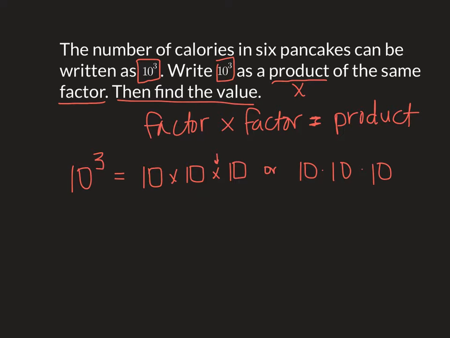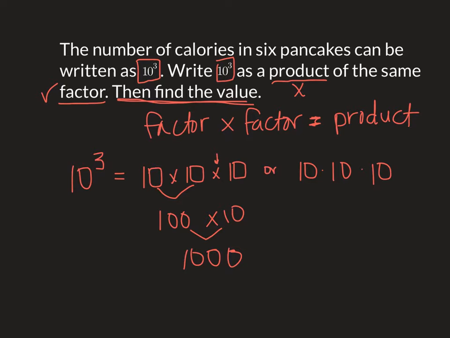Okay, so now I wrote it as a product of the same factor. So I did that part. I can check that off. Now it says I need to find the value. So typically what I would like you to do is say, okay, 10 times 10 is 100, and 100 times 10 is 1,000. But the thing is, there's a trick with tens.